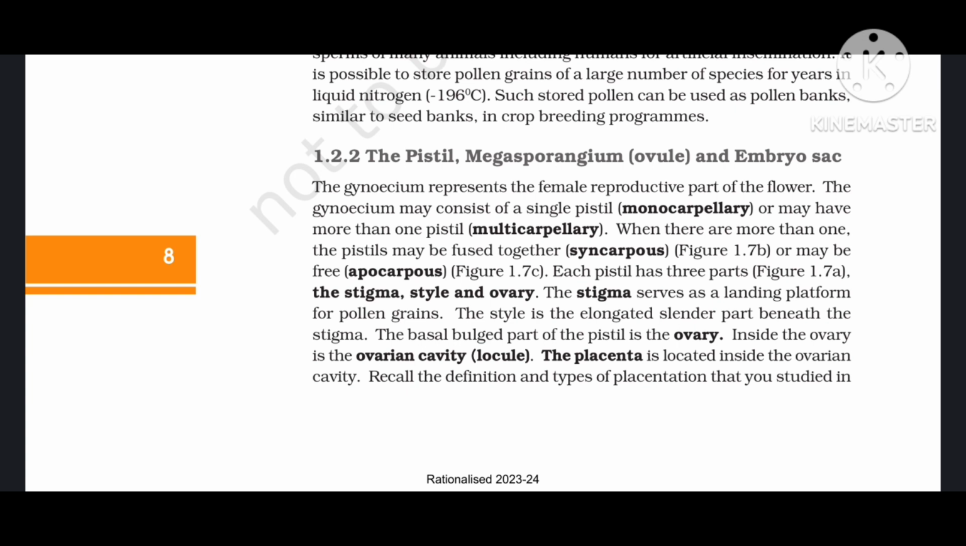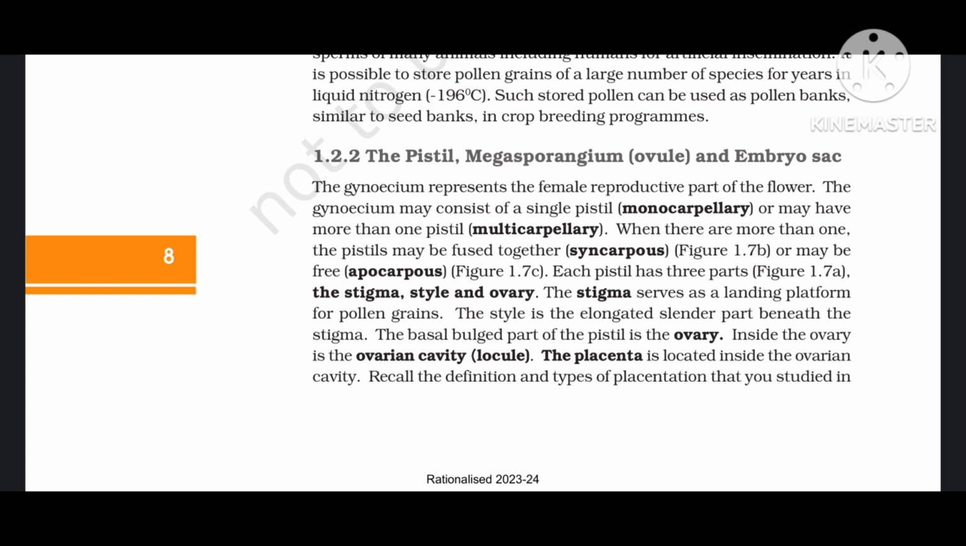Recall the definition and types of placentation that you studied in class 11. Arising from the placenta are the megasporangia, commonly called ovules. The number of ovules in an ovary may be 1 (wheat, paddy, mango) to many (papaya, watermelon, orchids). The megasporangium (ovule). Let us familiarize ourselves with the structure of a typical angiosperm ovule, figure 2.7d.